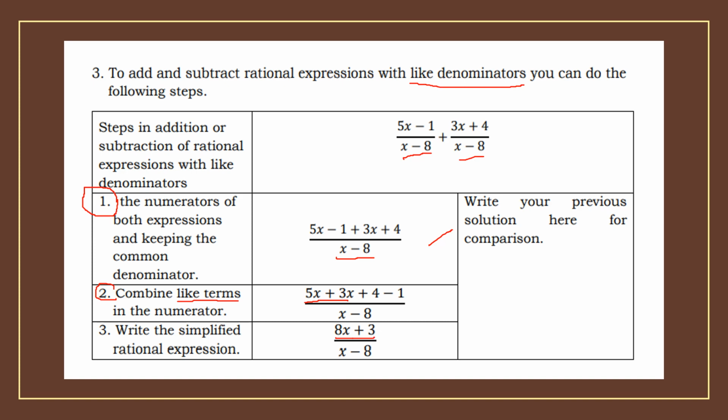So we have the simplest form of the numerator is 8x plus 3, and then copying the denominator will give us over x minus 8. This is now the simplified form of the rational expression.